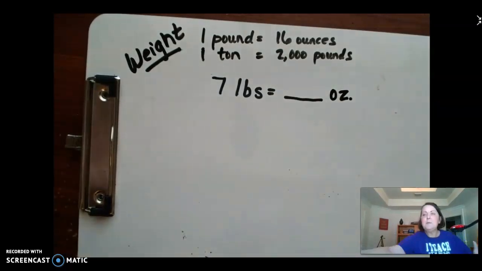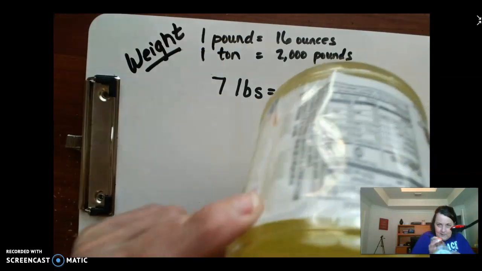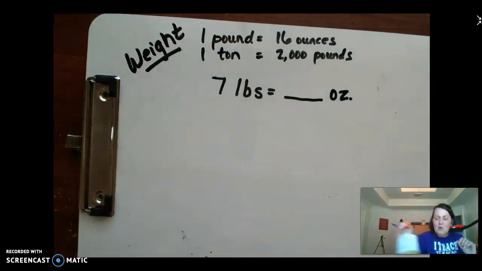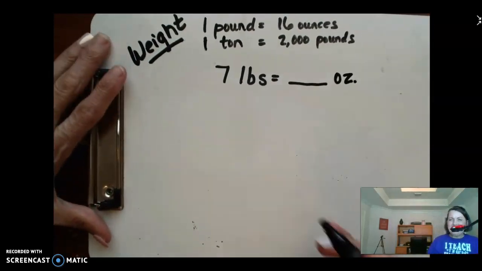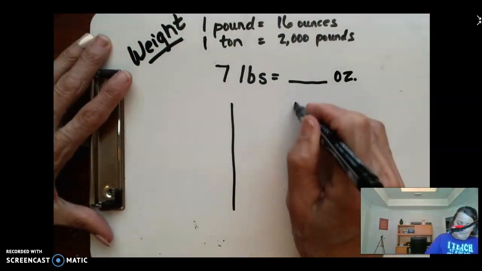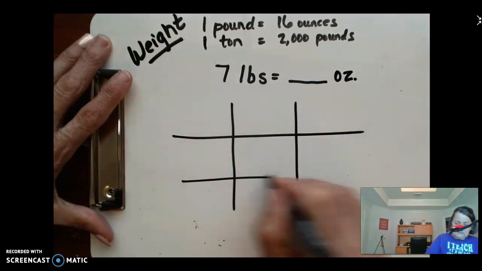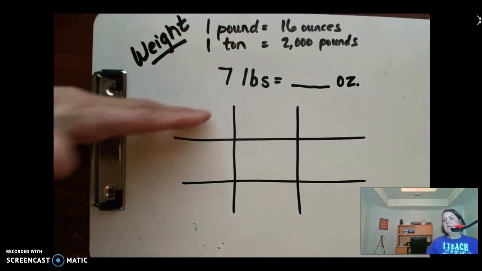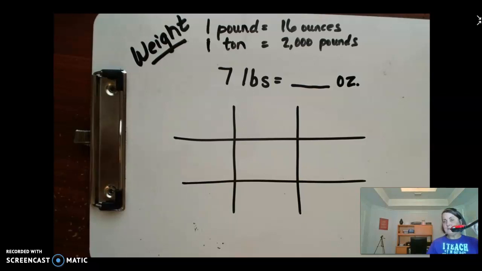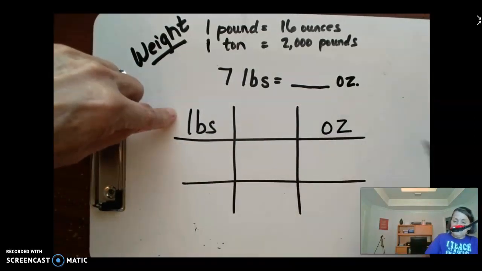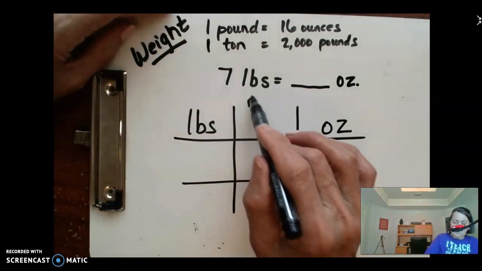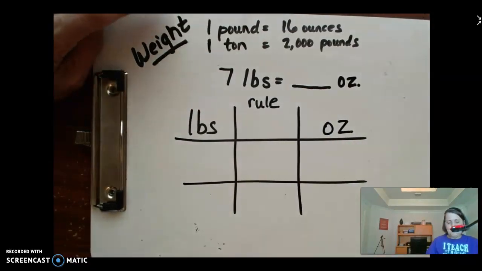And we're not talking about ounces like how many ounces are in a container. We're talking about ounces like how much something weighs, how many ounces. Okay? All right, so tic-tac-toe, 3 in a row. Go ahead and write that, please. Or draw that. Big. Now we're going to label our top with our labels. We're going to go from pounds to ounces. And remember, this is our rule.